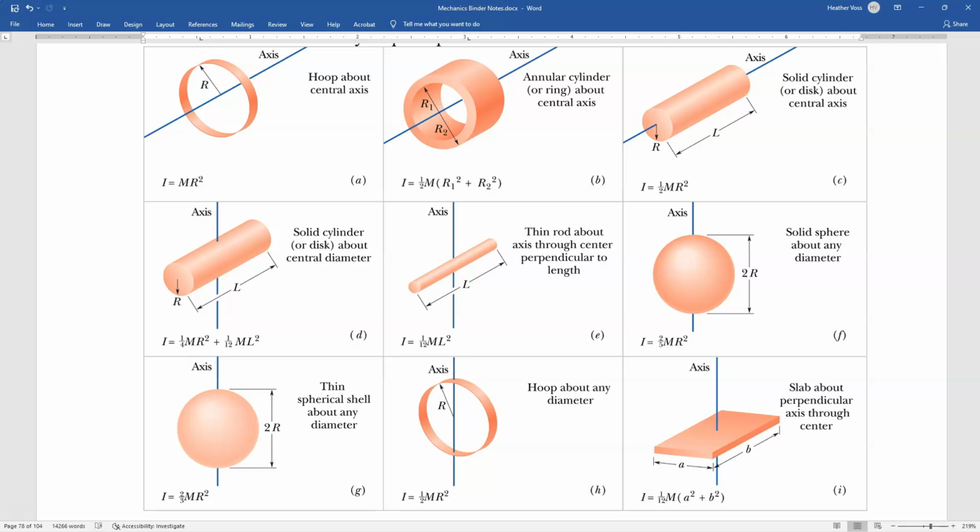We have a solid cylinder or a disc, because a disc, remember, is just a really short cylinder. So we are rotating that about the central axis. Then we have it about the center diameter. We have a thin rod. And then we could look at a sphere or a spherical shell. We could spin a hoop like we kind of spin a coin. And we could look at a rectangular slab. So let's look at these a little bit closer.